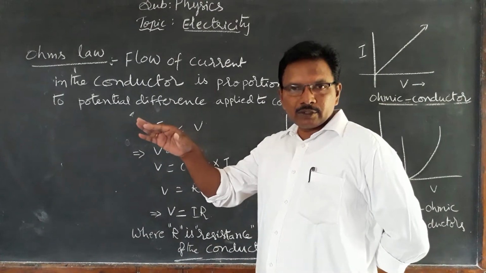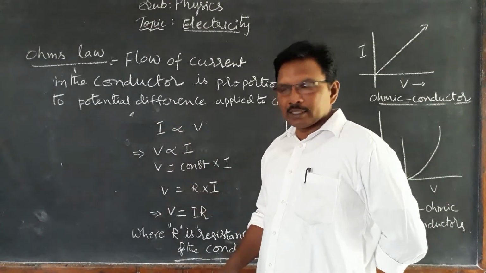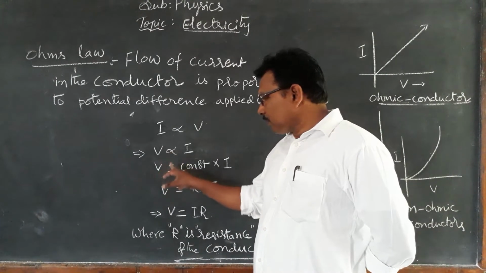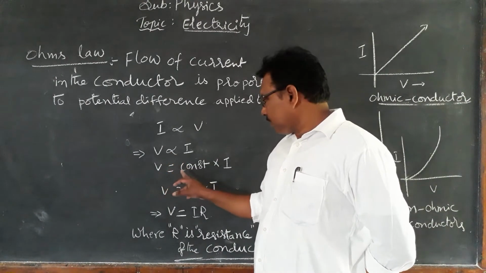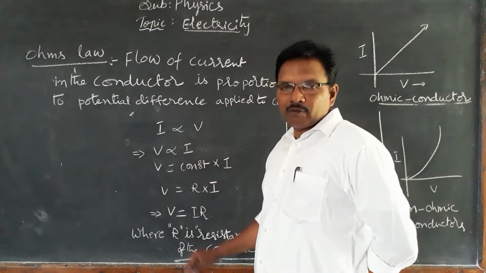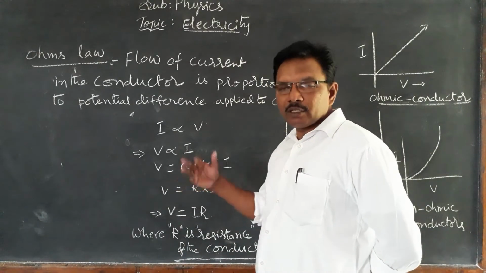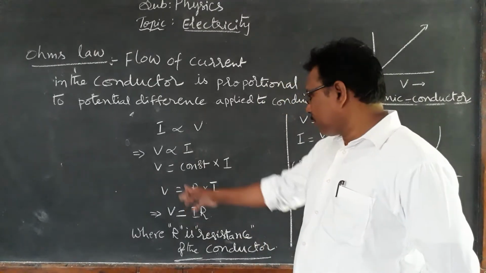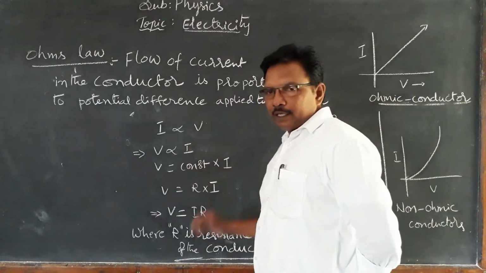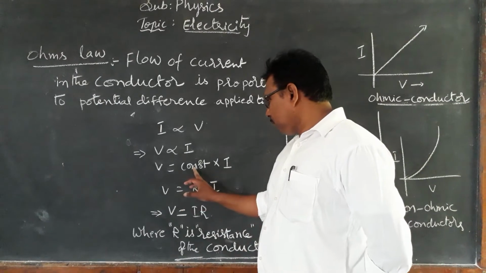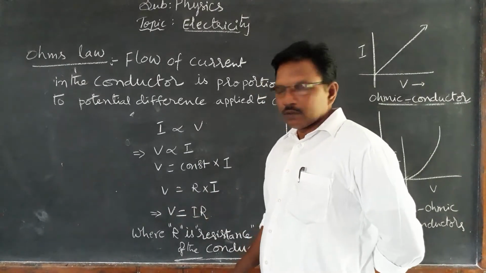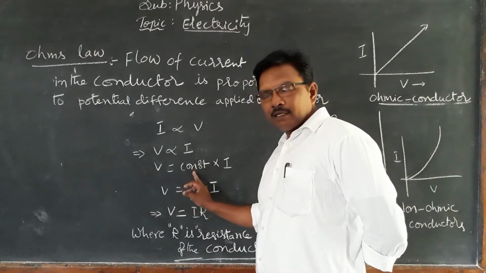Proportion means both are in the same direction: V increases, I also increases. Now if you want to make it equal, something is multiplied to the right side value, and that is a constant. So V is equal to constant into I. Now V is equal to R into I. So what is R?